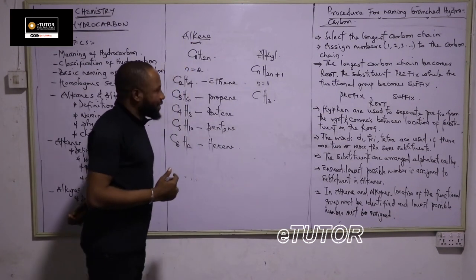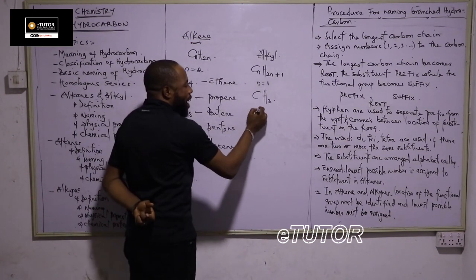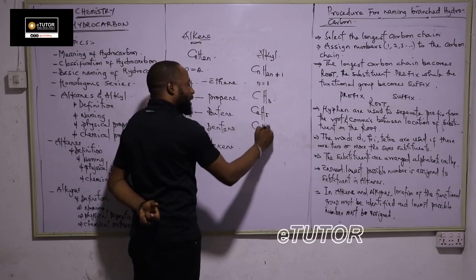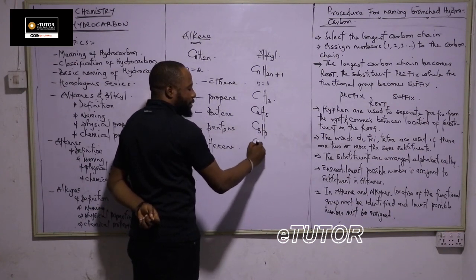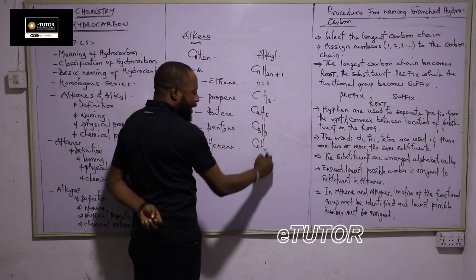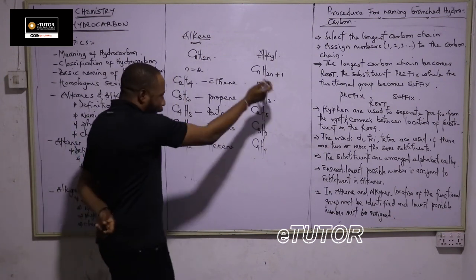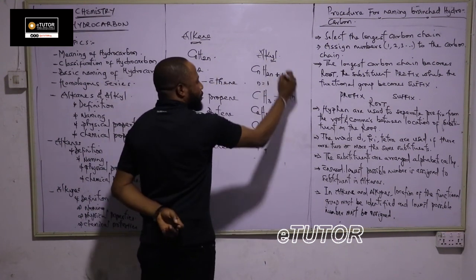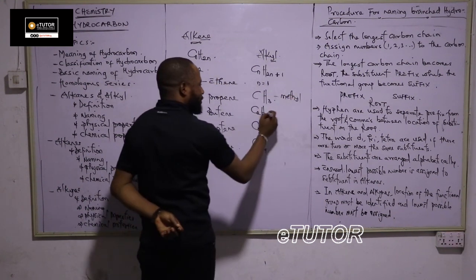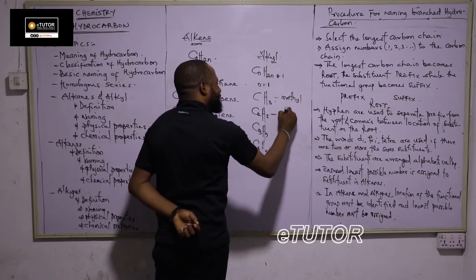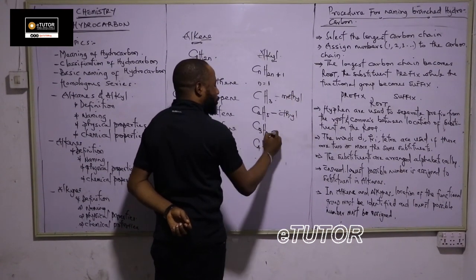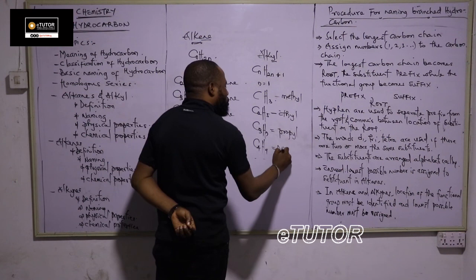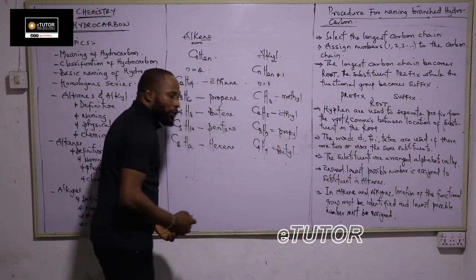Add CH2 to the first member, you have C2H5. The third member, C3H7. The fourth member, C4H9, and so on and so forth. Likewise, the names: the functional group, yl, methyl. Ethyl. We have propyl. We have butyl, and so on and so forth.